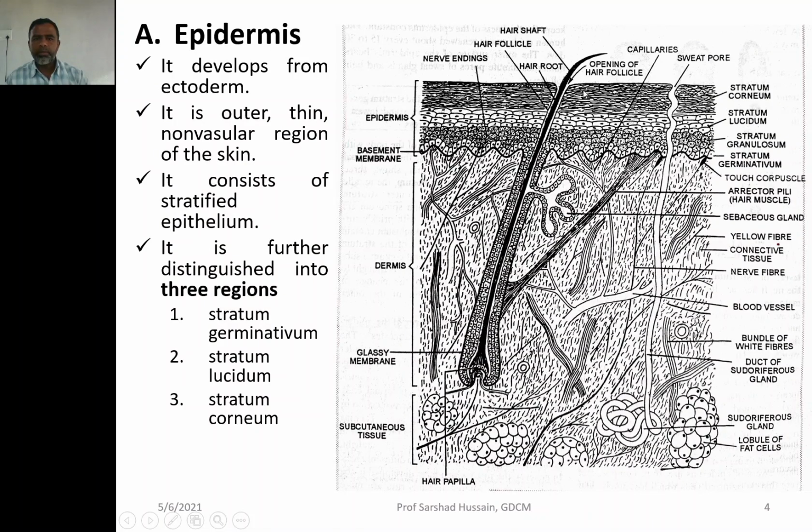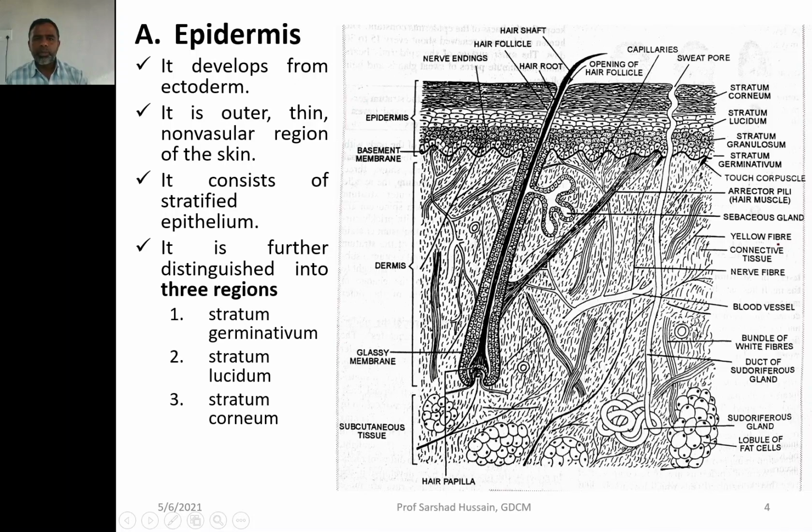So epidermis develops from ectoderm, the germinal layer of the embryo, and as you can see, it is outermost, and as compared to the dermis, it is thin also. It is non-vascular, which means no blood supply is present in it. The cells present in it are arranged layer above the layer. So one layer of cells, then another layer of cells. Such type of arrangement is called stratified.